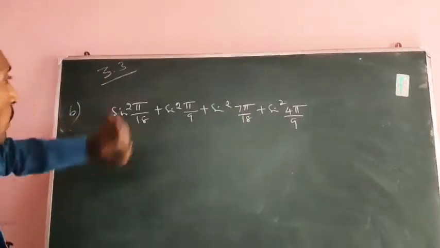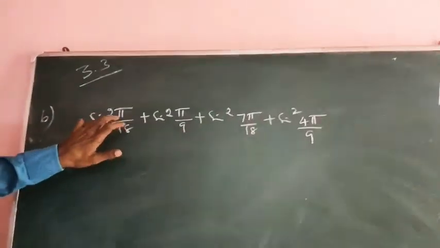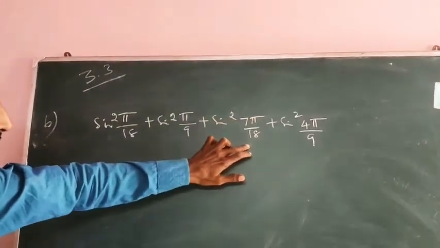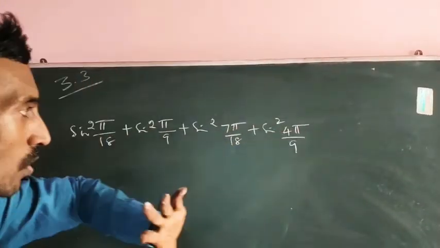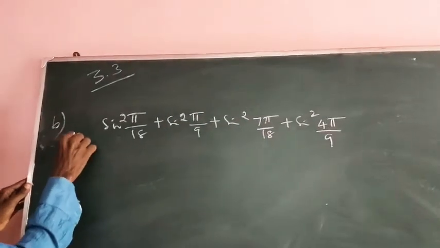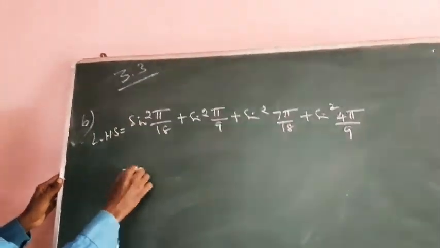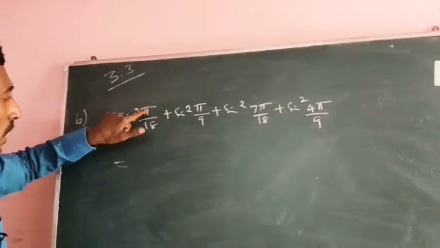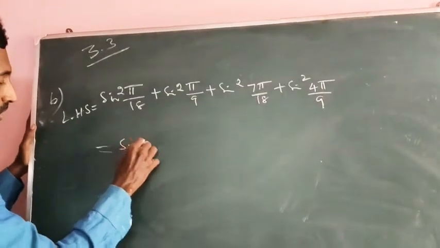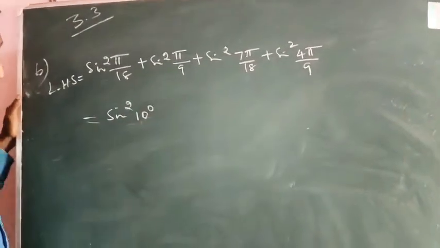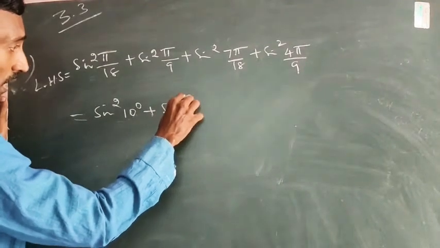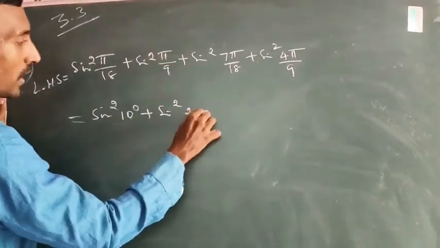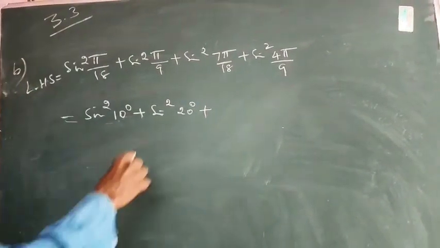Number 6 in exercise 3.3: show that sine square pi by 18 plus sine square pi by 9 plus sine square 7 pi by 18 plus sine square 4 pi by 9 equal to 2. That is our aim. So take the LHS. If you convert into degree measurement, then it is easy. Pi means 180, so 180 by 18 is 10 degree, so sine square 10 degree. Then pi by 9 is 180 by 9, 20 degree.